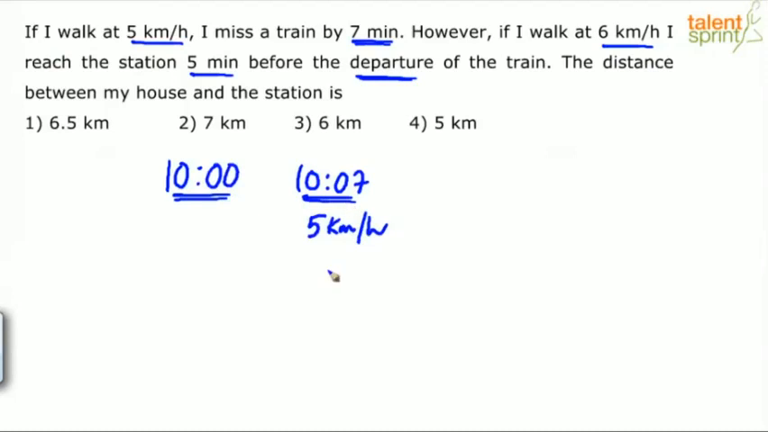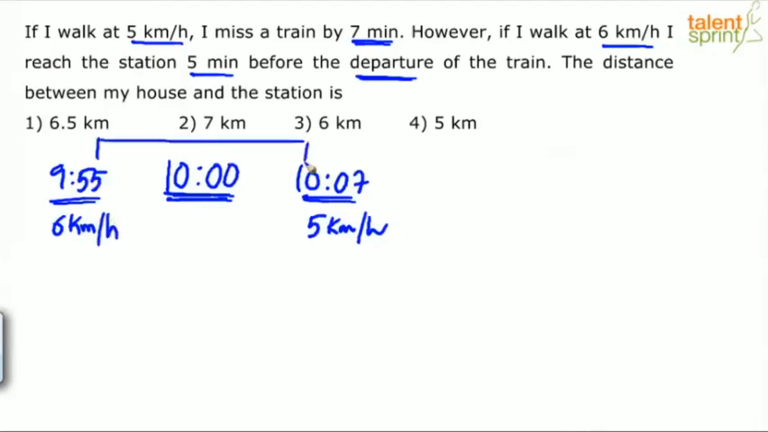But in the second case, when you walk at 6 kilometers per hour, you reach the station 5 minutes before the departure. 5 minutes before the departure means what? At 9:55. Yes or no? We have assumed that the departure of the train is at 10 a.m. Train departs at 10 a.m. and you have reached 5 minutes early. So at what time? 9:55 a.m. This was when your speed was 6 kilometers per hour.